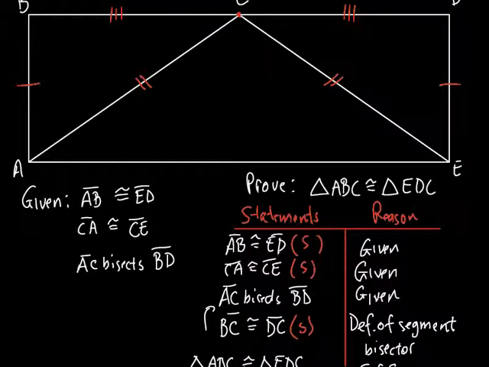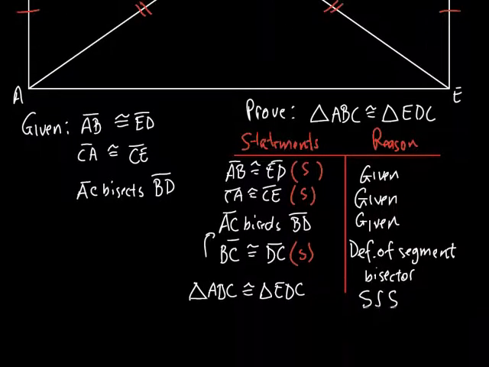We good with that? They could have said EC bisects BD, couldn't they? Or they could have said something else. What else could they have told us? That C was what? The midpoint. That's right. They could have said C was the midpoint of BD. Then what would our reason be for BC equaling DC? Definition of midpoint. Right. You follow me? So they could have told you a couple different things. You just have to go with what they tell you.